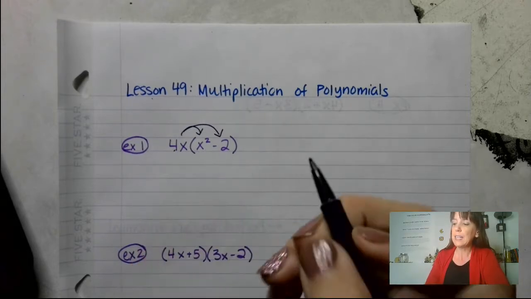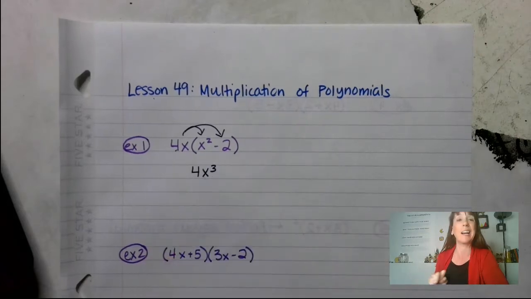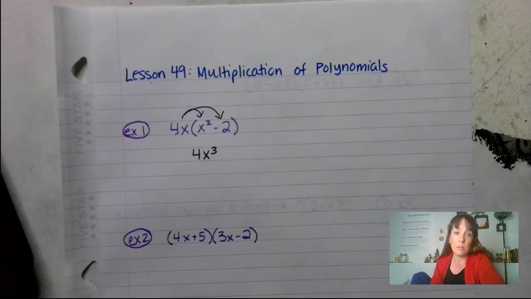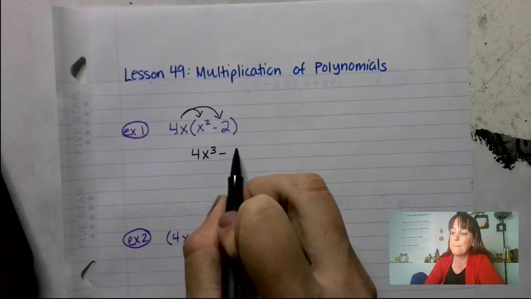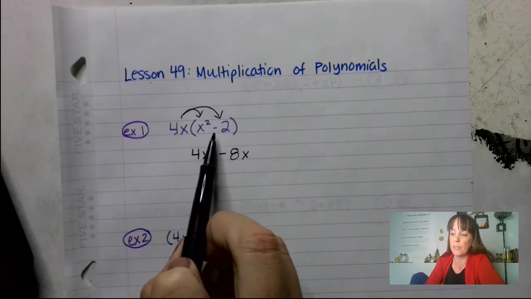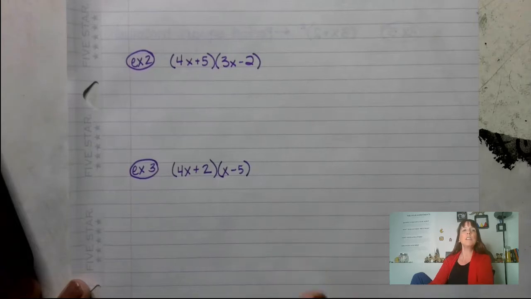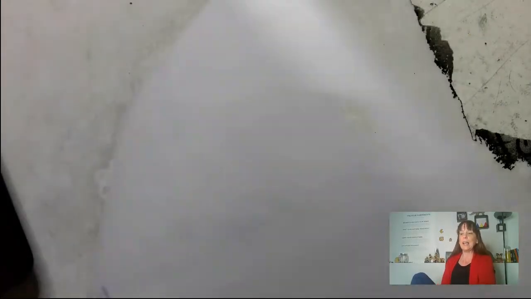So 4x times x squared is going to give me 4x to the 3rd power. We're using our rules of exponents there. If you don't remember those, leave me a note and I'll direct you to the right video. 4x times negative 2 is going to be minus 8x, because I want that negative 2. Positive times a negative is negative. Beautiful. Now, you'll see for the next few examples, we have a binomial times a binomial.